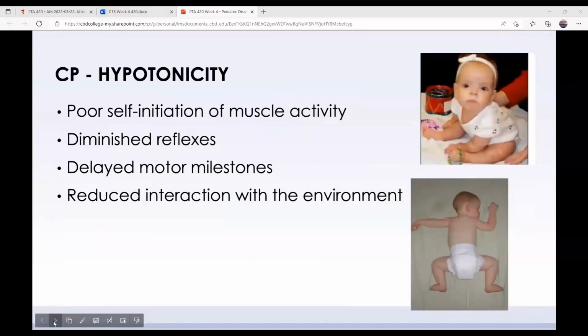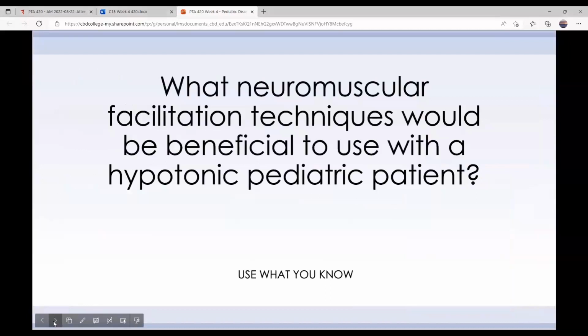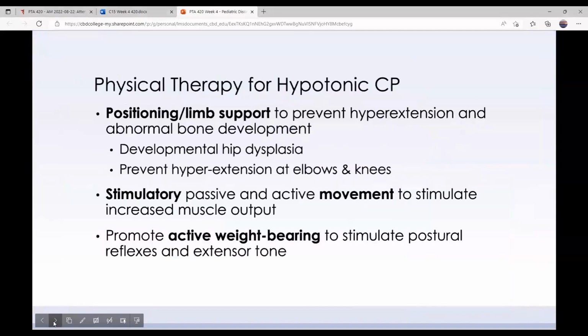Yes, so our treatment approaches and considerations were positioning and providing supports in order to prevent hyperextension and abnormal bone development, hip dysplasia, and hyperextension at the elbows. We have to stimulate passive and also active movement to stimulate muscle output, and I'll go ahead and pass the baton to. Okay, very good.